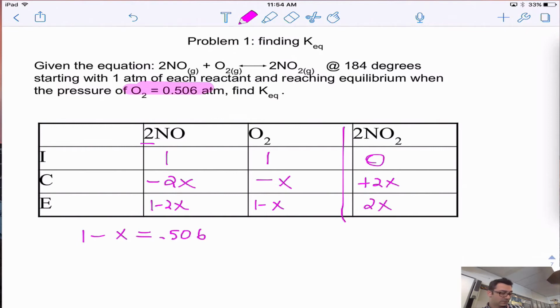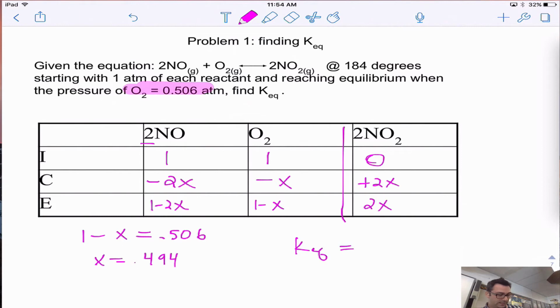That means that I could solve for x. x is going to be 0.494. And I could plug that into each of these and then solve for K. And it's going to be a huge K. So when you get like 13,000, don't be surprised, but plug that in.